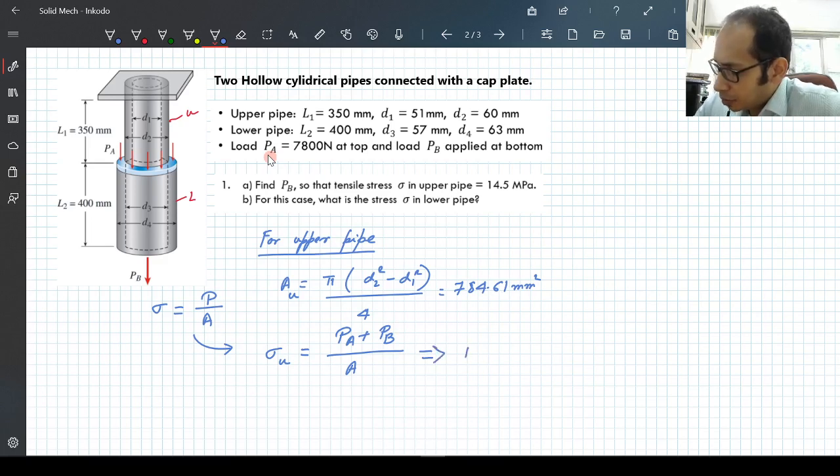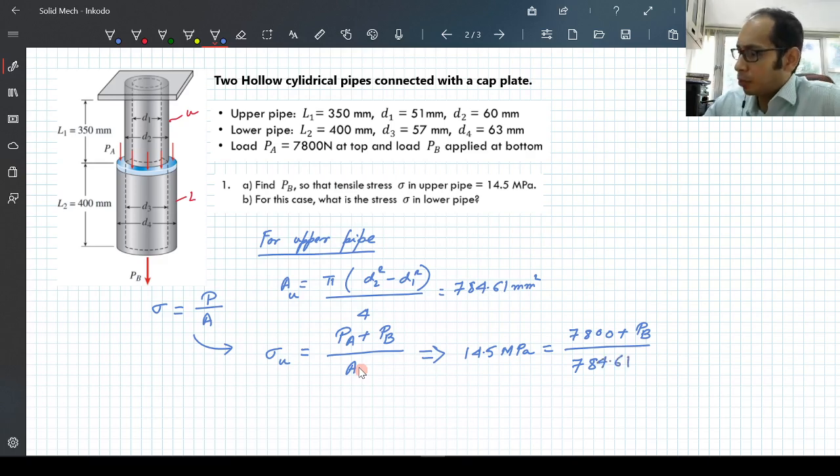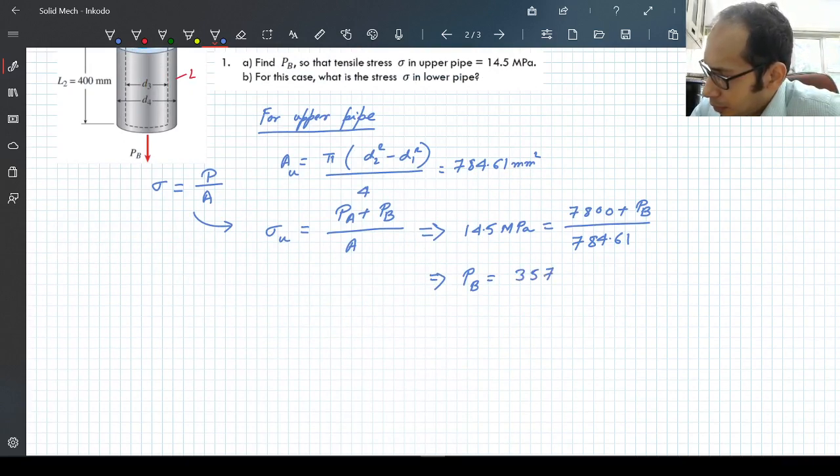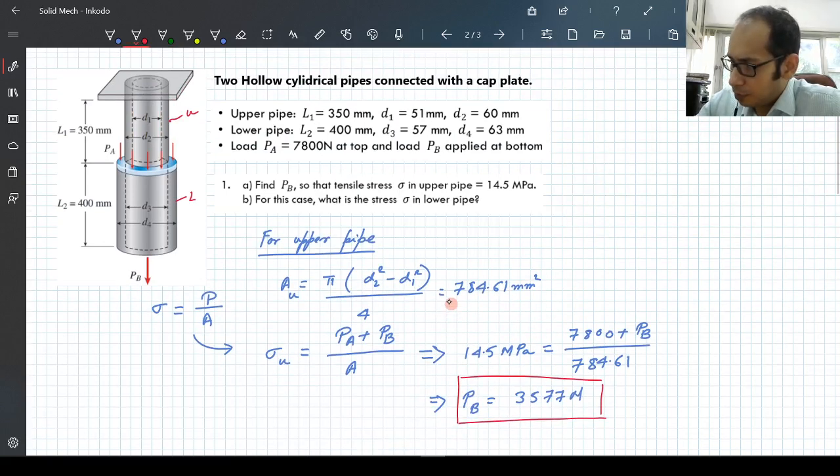So you're given the sigma, which is 14.5 megapascal. Megapascal, remember, is Newton per mm square, and PA is given as 7,800 Newton. I'm keeping it in Newton units only because my megapascal over here is Newton per mm square. So 14.5 equals 7800 plus PB divided by 784.61. This I'm also keeping in mm square because this is in MPa, right? Now if you solve this one, your PB comes out as 3577 Newtons, right? So this solves part 1 of the problem.